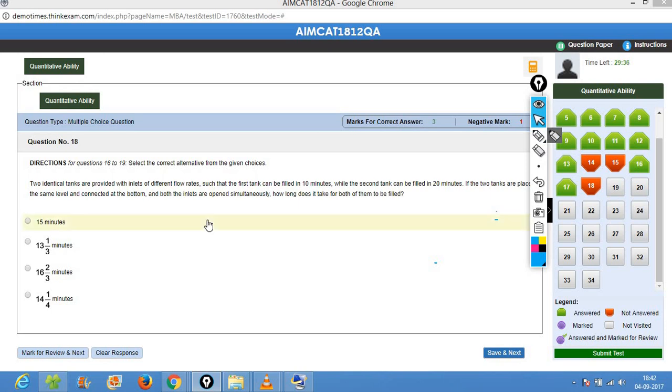Two identical tanks are provided with inlets of different flow rates such that the first tank can be filled in 10 minutes while the second tank can be filled in 20 minutes. If the two tanks are placed at the same level and connected at the bottom, and both the inlets are open simultaneously, how long does it take for both of them?